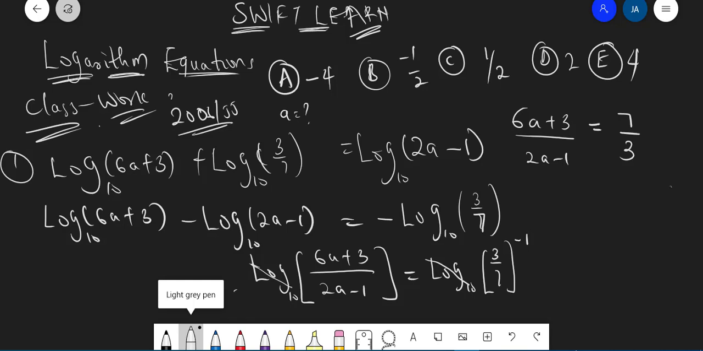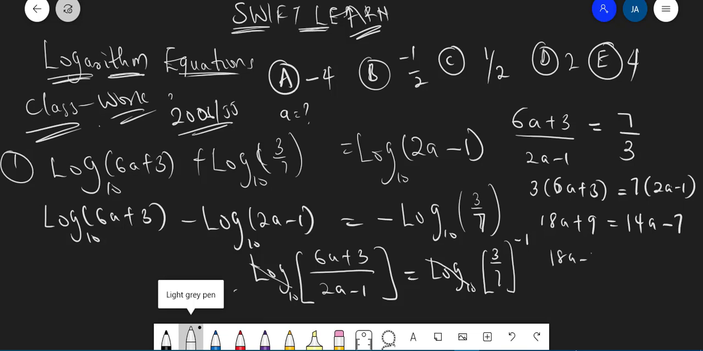Okay, so once I cross multiply, I'll have 3 bracket 6A plus 3 equals to 7 bracket 2A minus 1. This will give me 18A plus 9 equals to 14A minus 7. Are you seeing it now? This one comes here to be 18A minus 14A equals to minus 7 minus 9. 18A minus 14A is 4A. Minus 7 minus 9 is minus 16. So obviously A is minus 16 over 4 equals to minus 4.